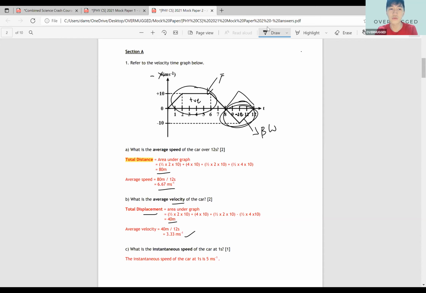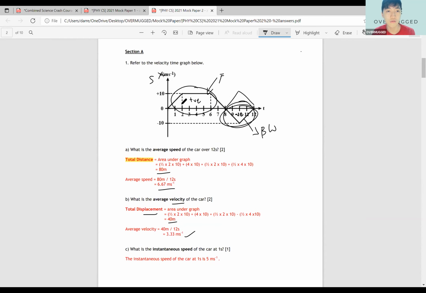Because when you change this to speed, right? I only care about how much I travel. I don't really care about which direction I'm going. Okay? Yes, displacement is distance with direction. I'd prefer for you to think about displacement as start point and end point, right? So if I start and I end at the same point, my displacement is zero, okay?